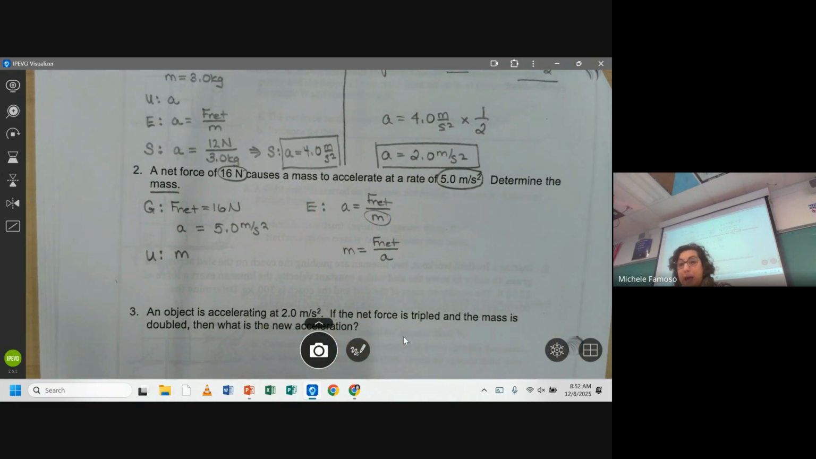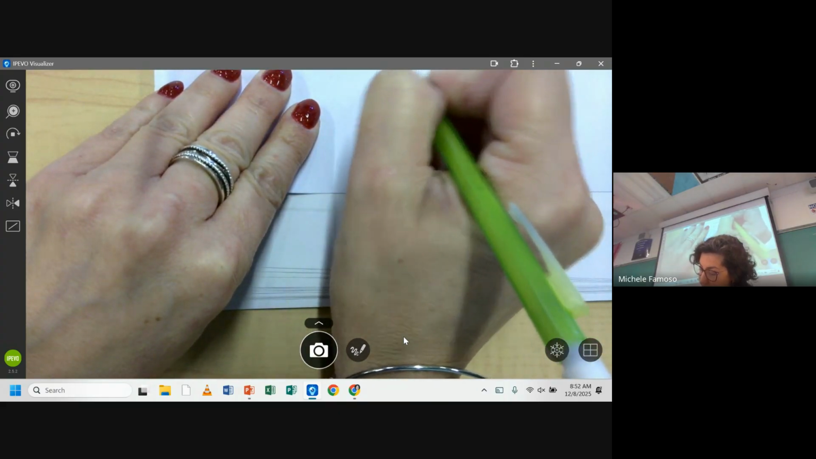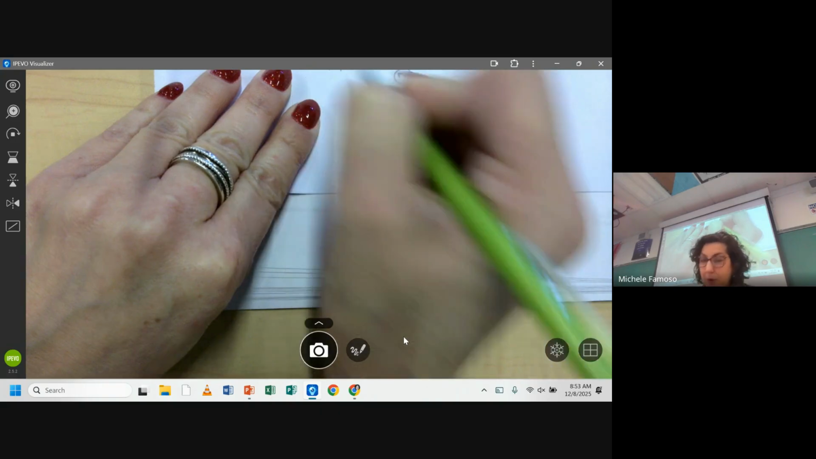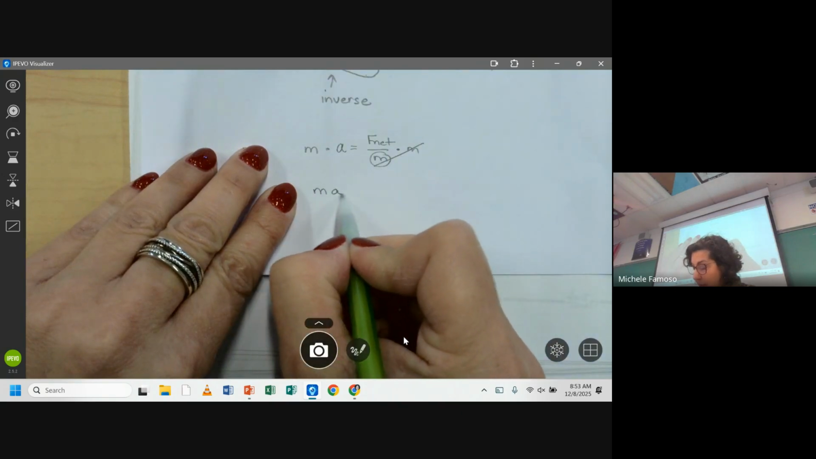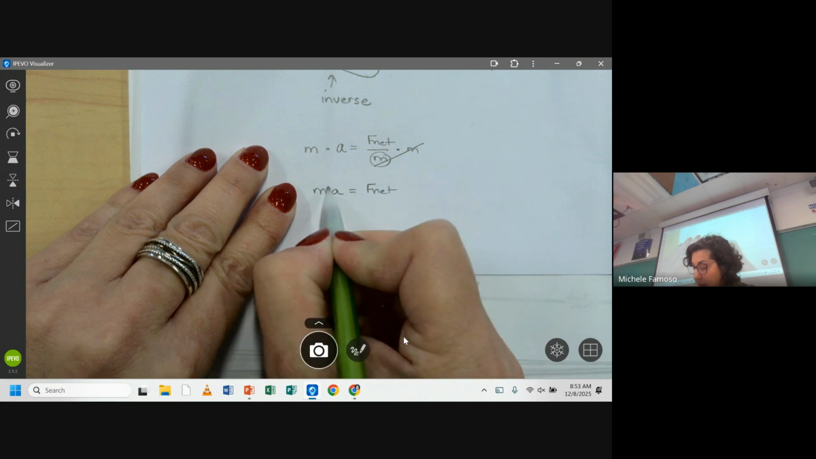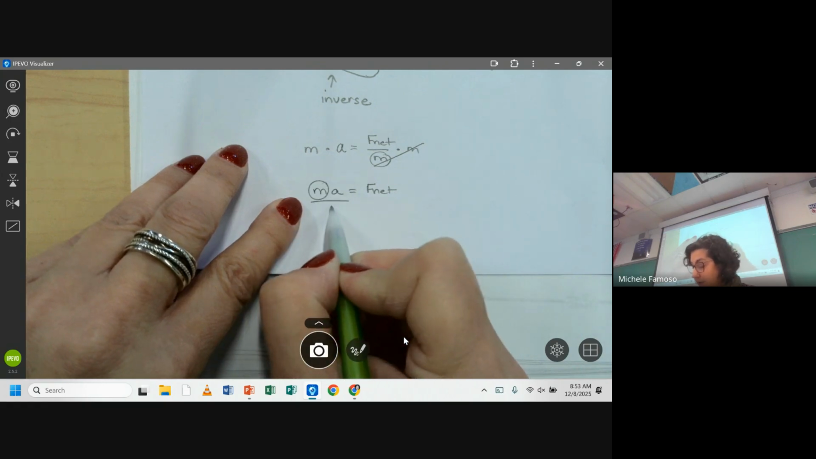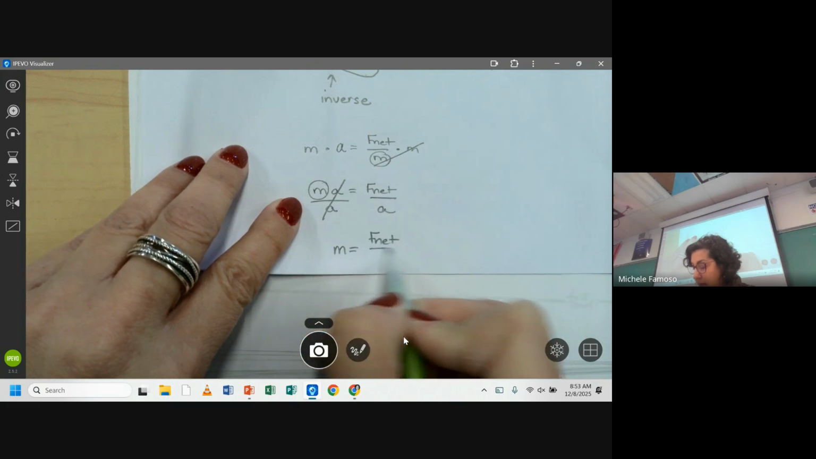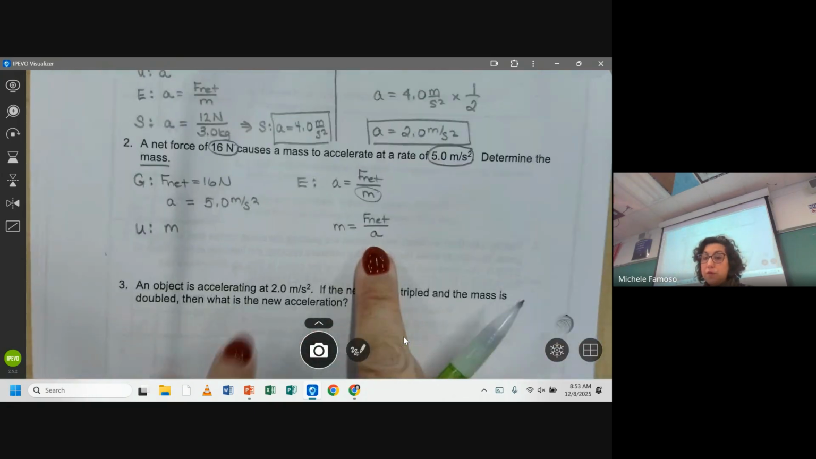Let's go over how we get that. If we have the equation a equals F net divided by m, the first thing we have to do to get m by itself is multiply both sides by m. Otherwise, you can't solve. So ma is F net. Now you want m by itself, which means you have to undo the multiplication by dividing both sides by a. So m is F net divided by a. That's the algebraic manipulation step. Okay, so there's the equation for m.